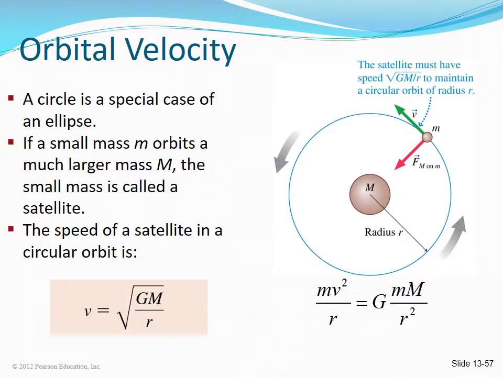A circle is a special case of an ellipse. If a small mass m orbits a much larger mass M, the small mass is called a satellite. The speed of a satellite in a circular orbit can be found by balancing the centripetal force and the gravitational force. Doing so, we find the speed of an orbiting object is the square root of the gravitational constant times the mass of the planet divided by the radius of the orbit.